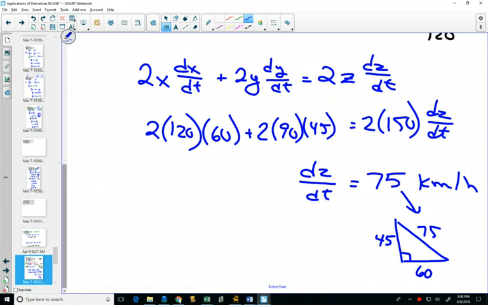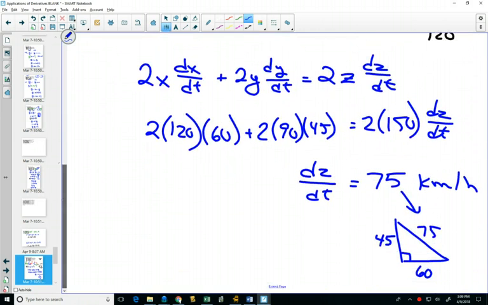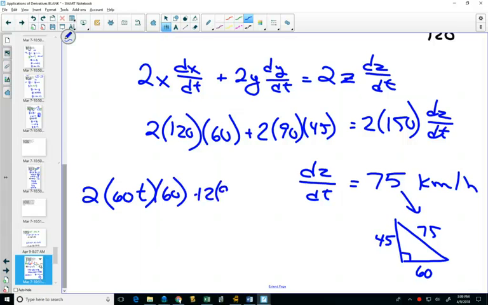We can take out the time because it's on all parts of the equation. So on all parts of the equation, x is just speed times time, and this is speed times time, and this is speed times time. So we could put that into the equation. Instead of putting 120, this is 60 times time. Times 60, plus 2 times, instead of 90, that'd be 45 times time, equals, and instead of 150, well, can I put 75 times time in there?